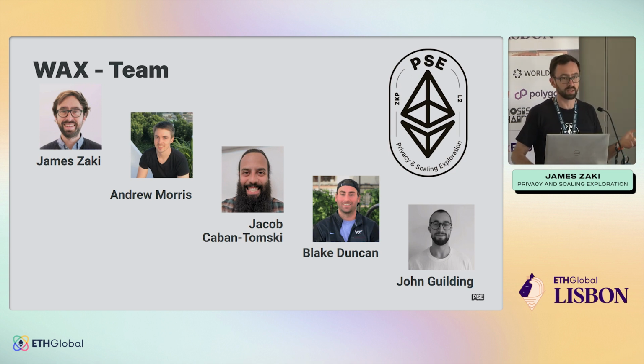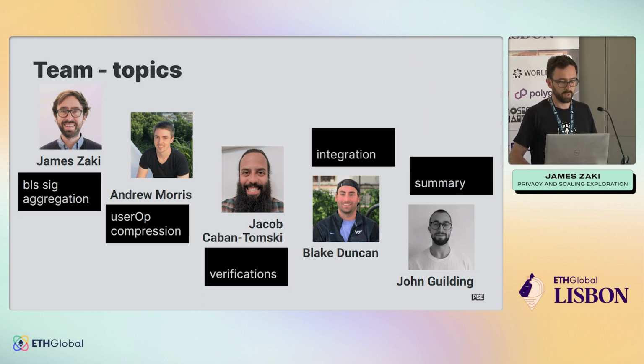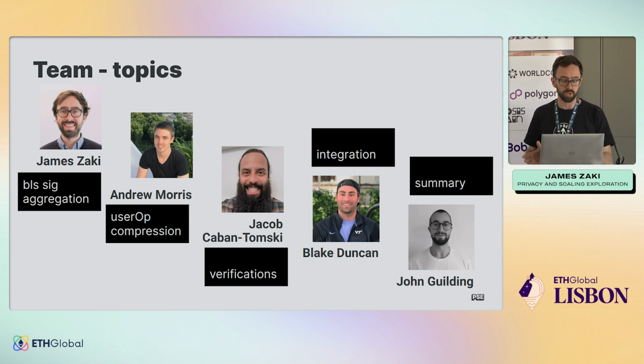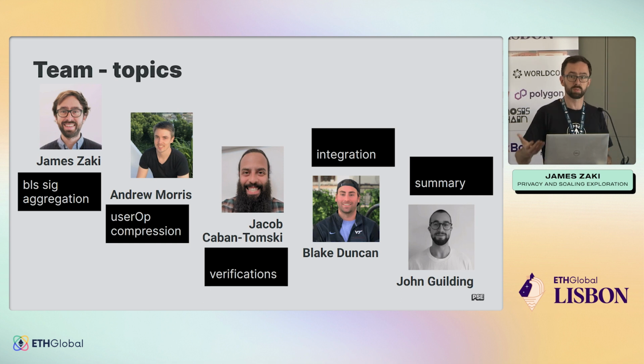So the Privacy and Scaling Explorations does a lot of things around privacy, but our focus initially was on scaling. So in today's talk, we'll be talking over BLS signature aggregation, which is where we began. We'll be talking about user operation compression and reducing costs with that. Additional verifications that we'll be exploring in our V2, and also integrations and how we can make that easier for everyone to integrate and use. And then we'll conclude with a summary.